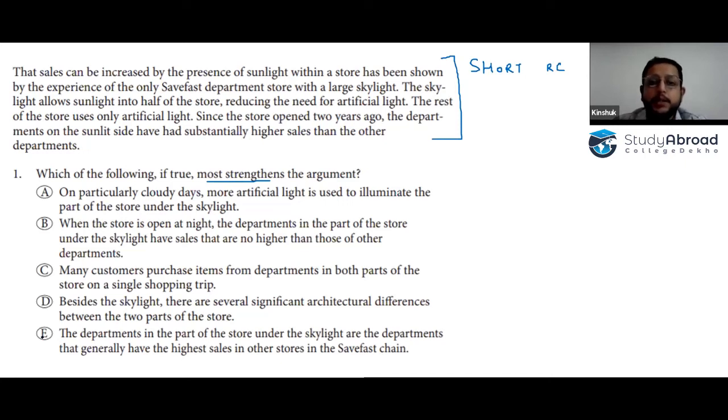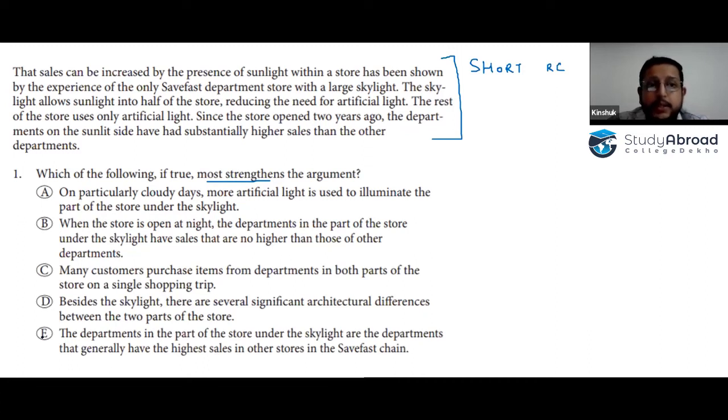So the first part is you're supposed to understand what an argument is. An argument is your opinion backed by certain facts. So here also you'll have to find out what the author's opinion is, and how the author is backing it. Then you have to choose an answer choice that further strengthens the author's opinion, makes it more decisive, makes it more efficient. Okay, so now let us go through the argument.